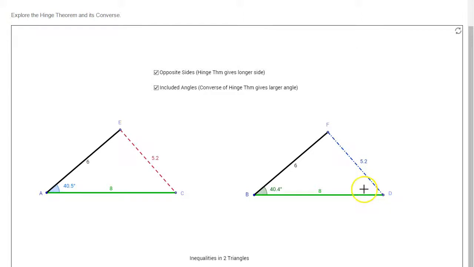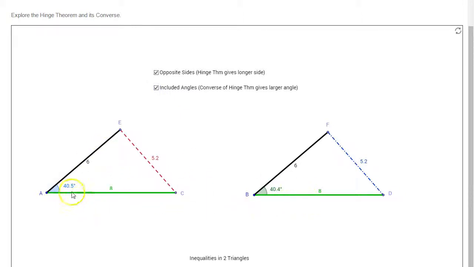Right now I have two triangles congruent. I attempted side angle side, but the thing is a little off. This is 40.5 and 40.4. But we have side angle side essentially. Or we can even think of this as side, side, side. So what we have is two triangles where they have two pairs of sides congruent. To begin with.